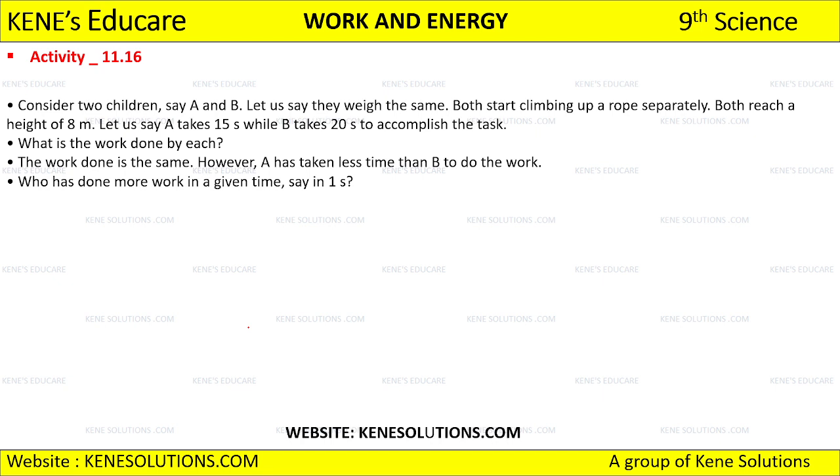So who has done more work? The power of child A is more than the power of child B. This is what you need to explain through this activity. This is going to be the conclusion for your activity. You are using one of the formulas, mgh, for calculating the amount of work done, that is potential energy, and then you are finding out power, that is equal to work done upon time. These are the two things that you need to figure out.